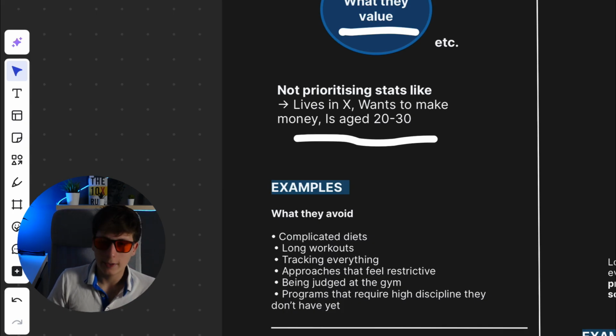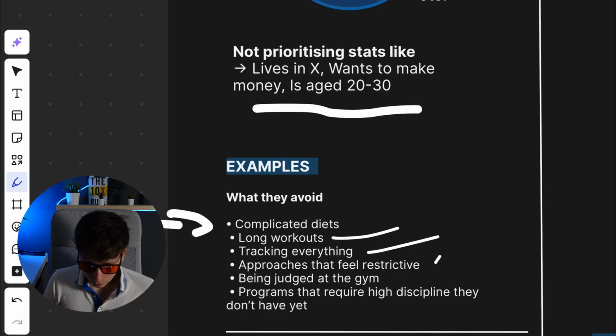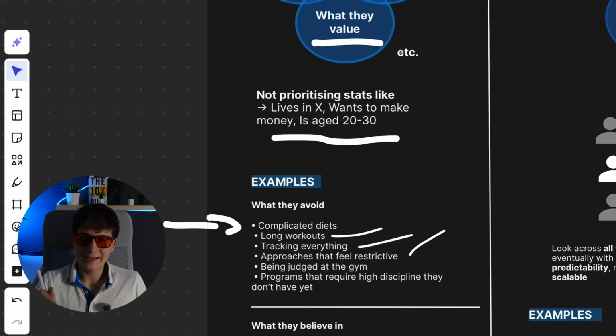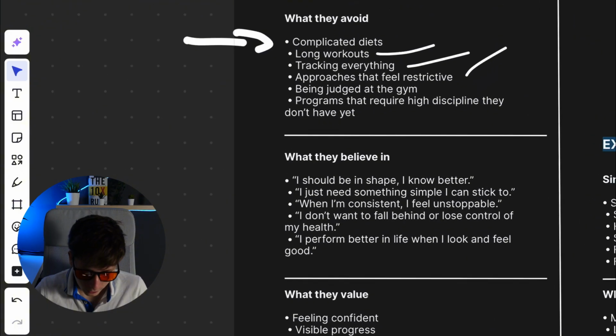So some examples of this is what they avoid. So for example, in a fitness coaching example, it could be complicated diets, long workouts, approaches that feel restrictive, all this kind of stuff. You need to actually map out a list of exactly what they avoid inside their life. Then what they believe in.